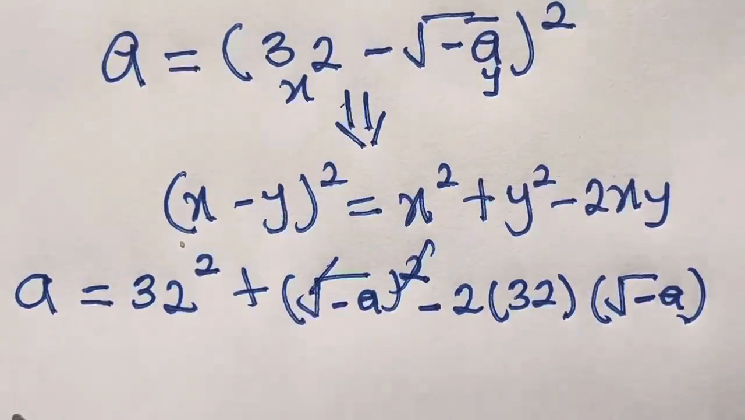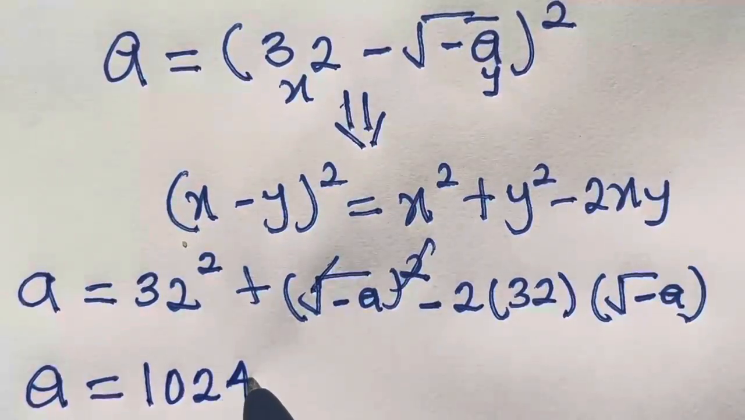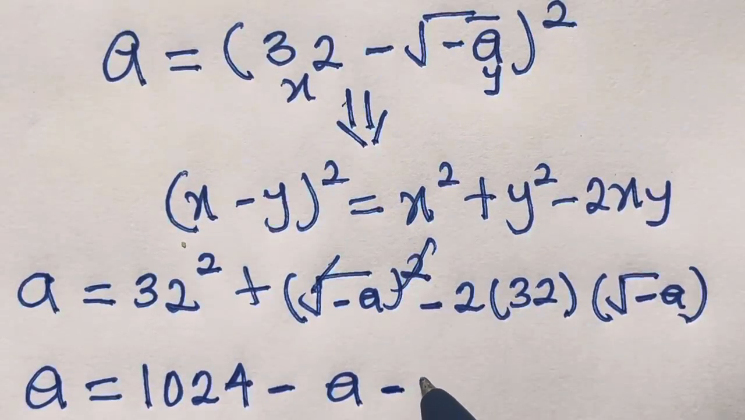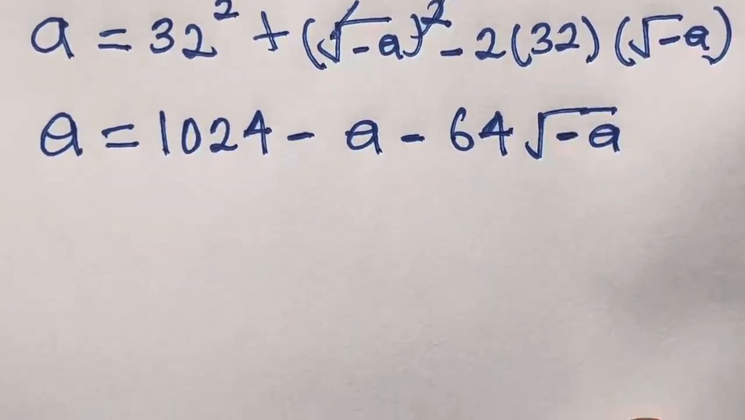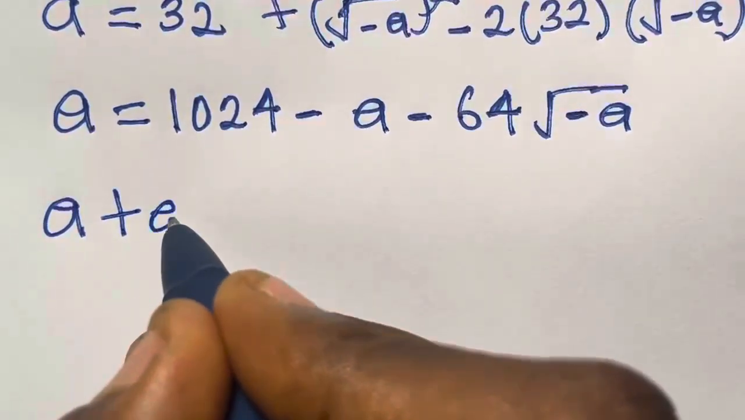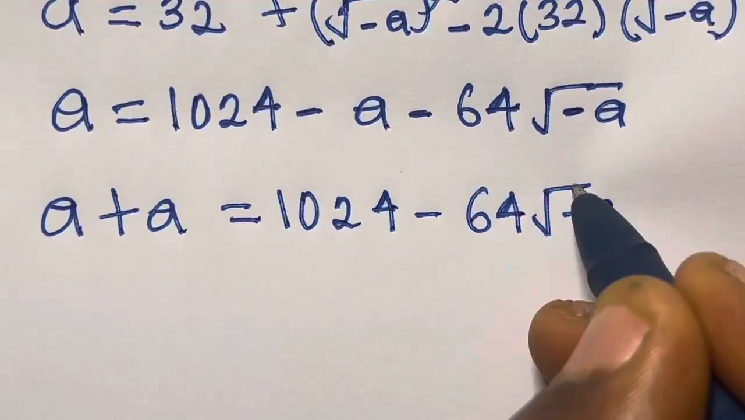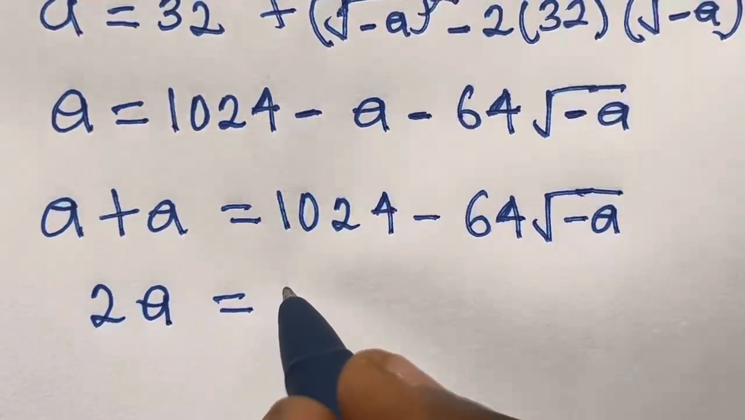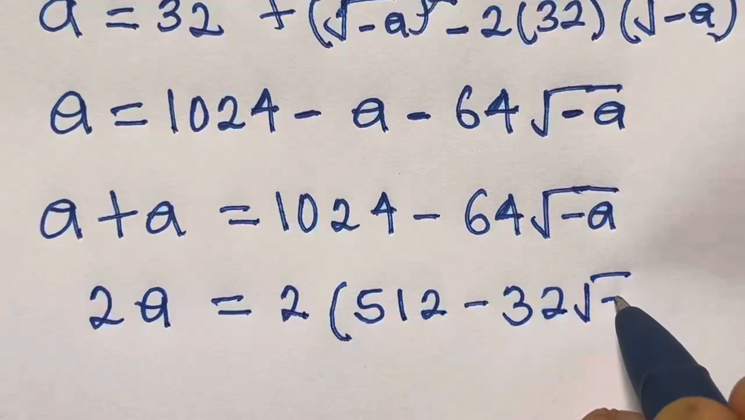You see that this cancels this. So we have a equals 32 squared, which gives us 1024, minus a, minus 2 times 32, which gives us minus 64, multiplied by root minus a. From here, we can transfer this a to this side. So we have a plus a equals 1024 minus 64 root minus a. So 2a equals this, and we have a common factor which is 2. All we are left with is 512 minus 32 root minus a.